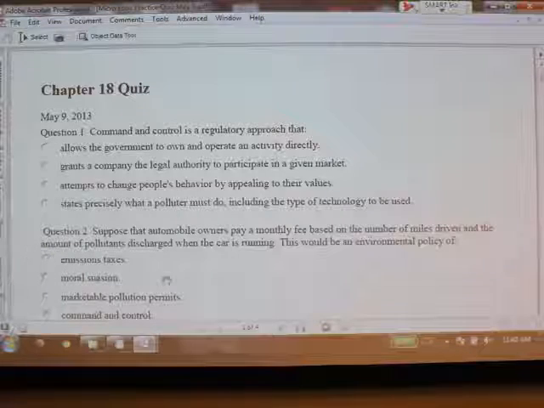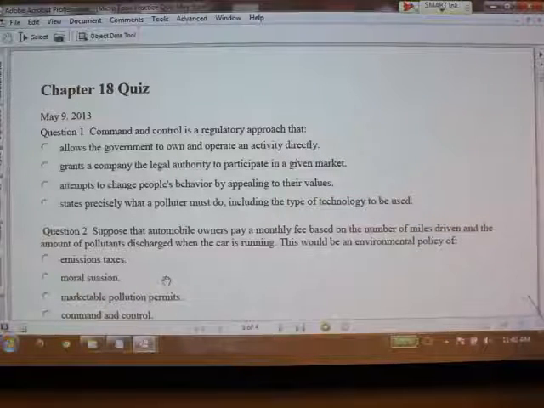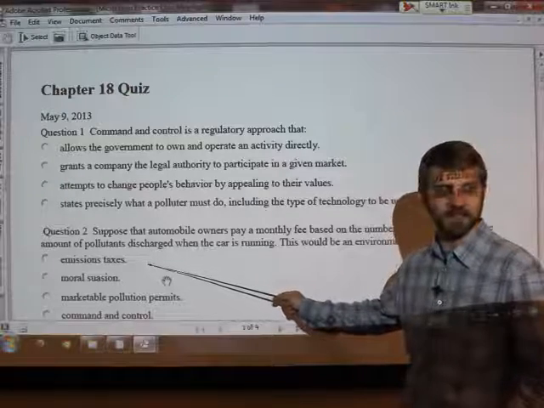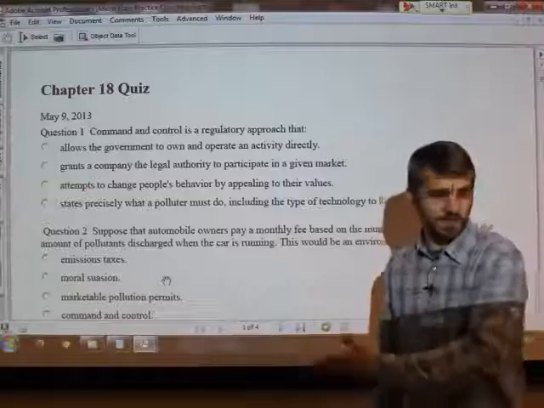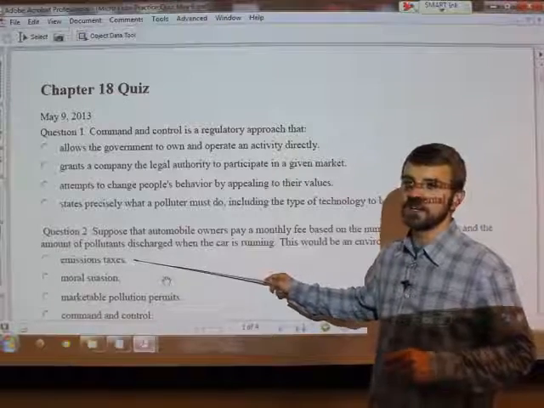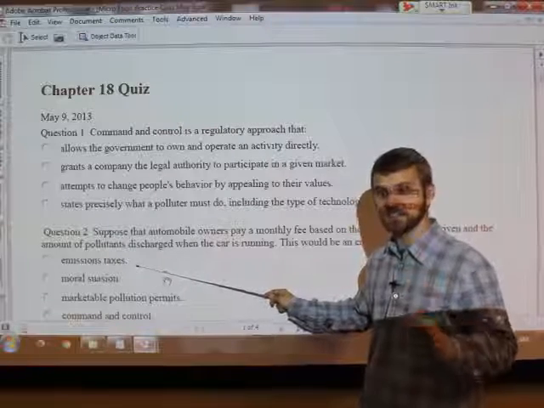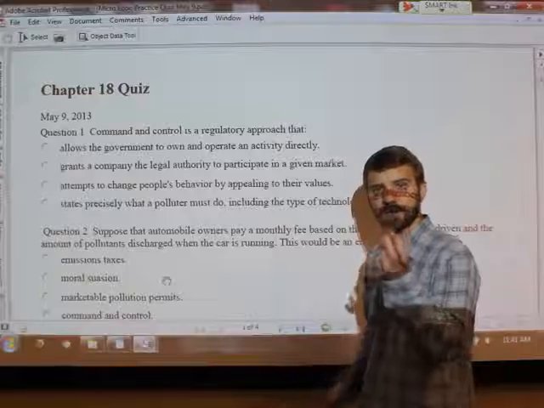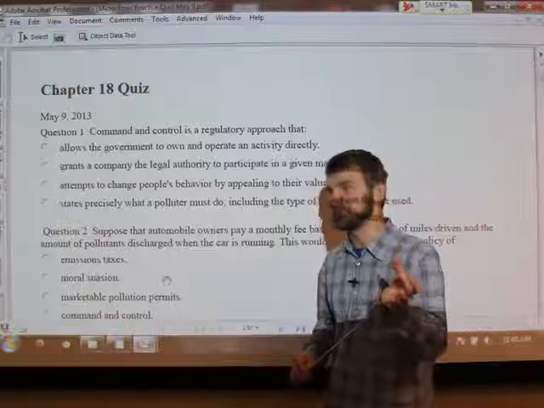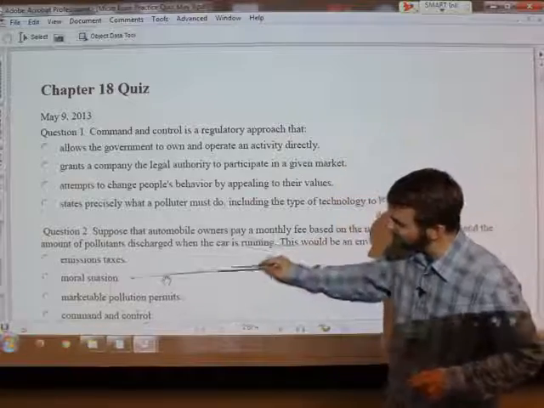Question 2. Suppose that automobile owners pay a monthly fee based on the number of miles driven and the amount of pollutants discharged when the car is running. This would be an environmental policy of emissions taxes, exactly. Because you drive another mile, you pay another penny in tax, or whatever it is. So it's exactly an emissions tax. Well, if you're doing it per mile, it's not exactly an emissions tax because you're taxing driving, not polluting. It would be better if you had a little reader on the back of everyone's tailpipe and knew exactly how much emissions were coming out, but that's probably a very costly piece of technology. So it's similar, it's the best we could do probably with the current technology. It's not moral suasion, it's not these other ones.